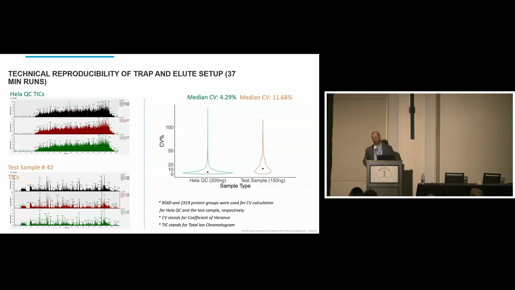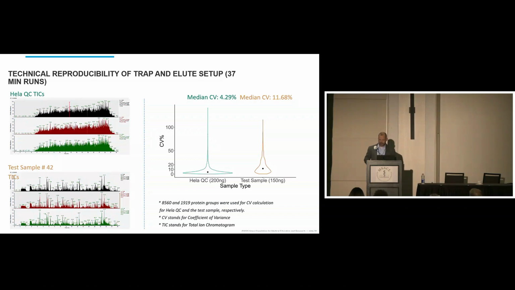We had no idea what EVs were going to look like on an Astral. We had never done it. We typically run it through our standard workflow, which is on a Tribrid or an Exploris 480. So we wanted to start with comparing it to something that we're really familiar with. So we ran 3 technical replicate injections of a HeLa sample and a pooled EV sample that we had prepared before we sent the samples out.